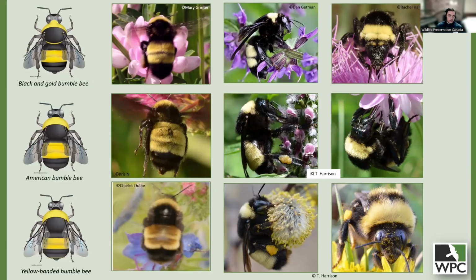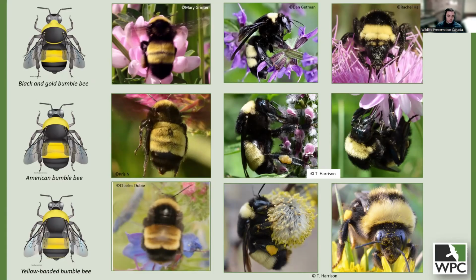Another distinction between the black and gold bumblebee and the American bumblebee is that the black and gold bumblebee has these little yellow eyebrows. You can see in that right-hand photo, top of the head, it has these yellow hairs, kind of drawing a really convincing eyebrow on this bee. That is not seen in the American bumblebee. So, if you're looking at what might be an American or a black and gold bumblebee, if you look at the face and you see eyebrows, you could tell pretty reasonably that it is a black and gold bumblebee.